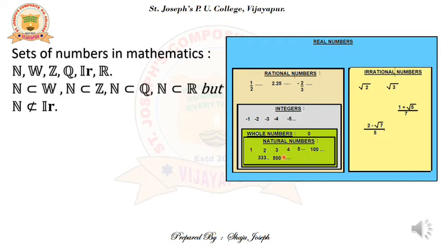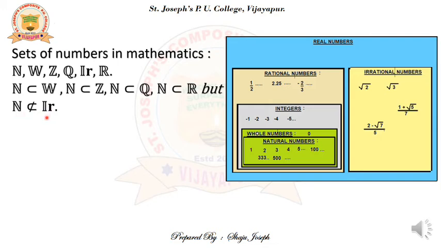So what did I say? If first one belongs, second one does not belong, then immediately you can say that the first set is not a subset of second set. That is what we have written here. Natural number is not a subset of irrational numbers.